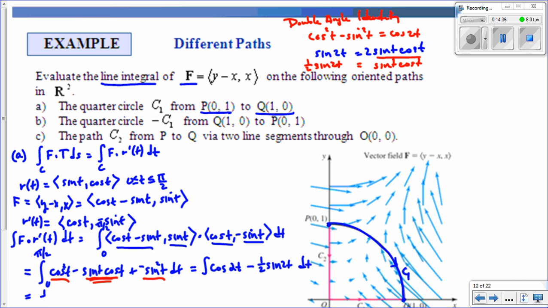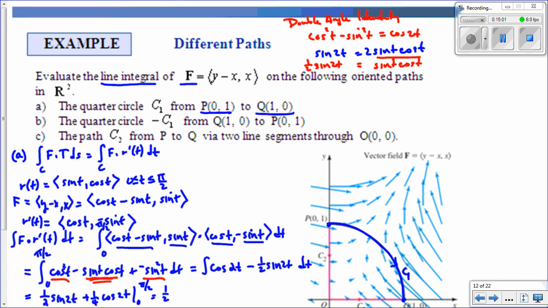So the integral of cosine 2t is 1/2 sine of 2t. And then the integral of 1/2 sine of 2t will be 1/4. Now it's going to have to be the opposite sign, so plus 1/4 cosine of 2t, since the derivative of cosine is negative sine. Evaluate from 0 to pi over 2.